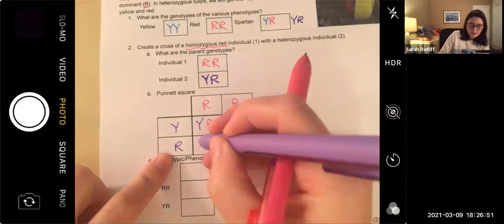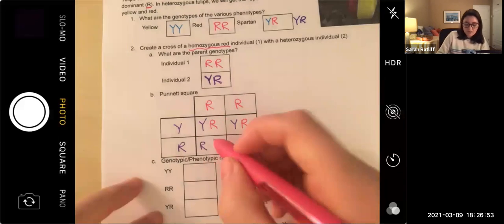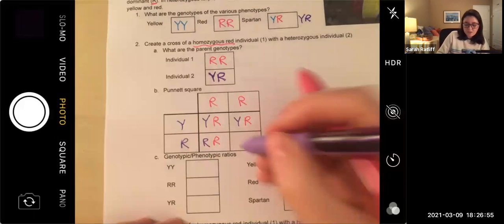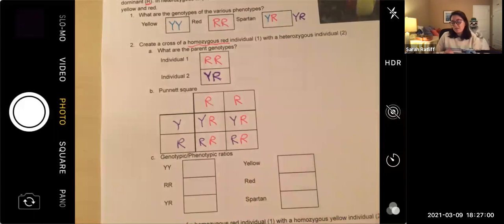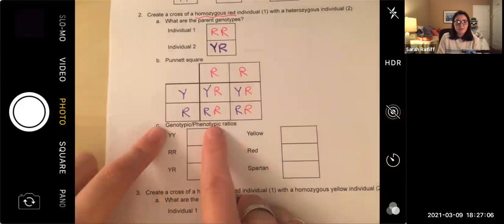And for this one, we're going to get an R from individual 2 and an R from individual 1. You could do either one here. I'm just doing this to keep my colors looking a little more consistent, and it ultimately doesn't matter. All right, now let's look at our genotypic and phenotypic ratios.